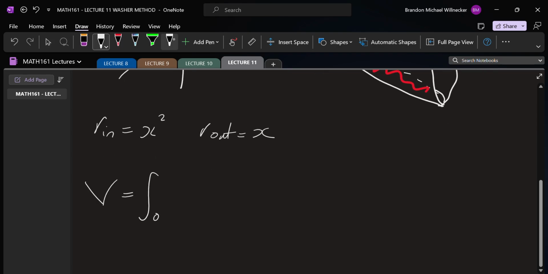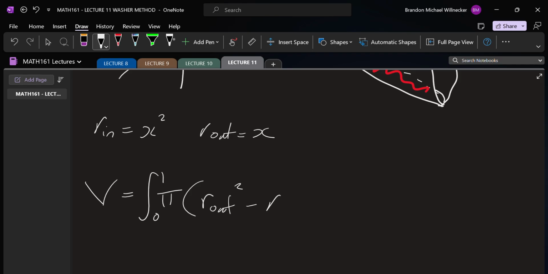It's going to be the integral from 0 to 1, because that's our x limits there. It's going to be pi. Then how do we find the area, the surface area of the washer? It's going to be the outer area, R out squared, minus the inner area, R in squared, with the pi attached.